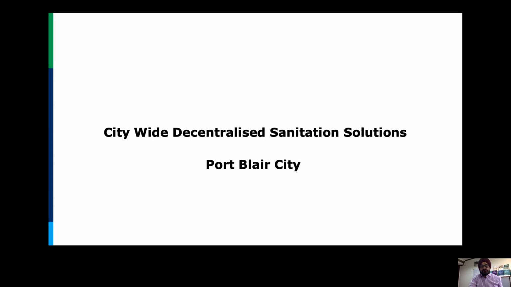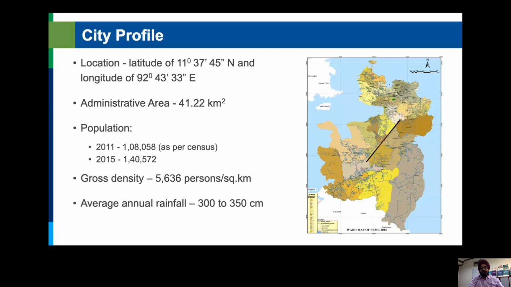Now, this is a presentation on the Port Blair city decentralized sanitation solutions which we did. And this is an example of how a combination of centralized and decentralized systems can actually work. I don't need to explain this. On the map on the right, that big line which you see in the center is the airport, the landing strip of the airport. It's a small island, and the population density is quite high given its location.